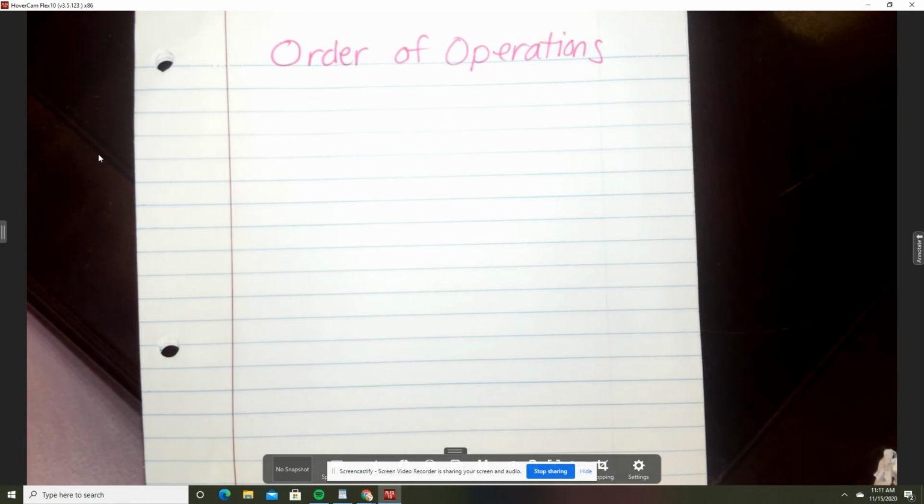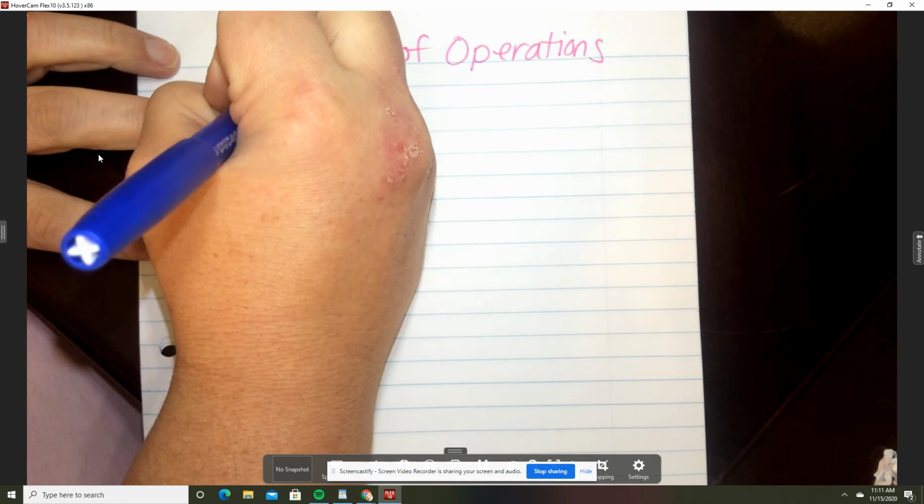And operations is talking about multiplying, subtracting, dividing, or adding. So we can remember this by remembering PEMDAS.